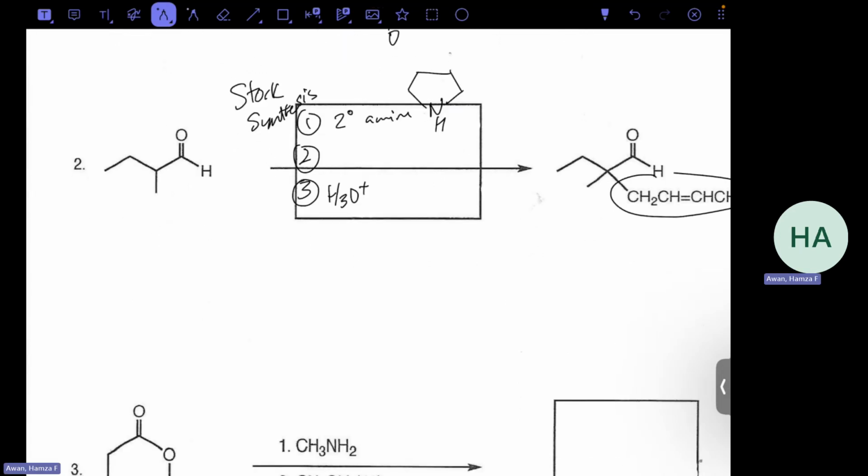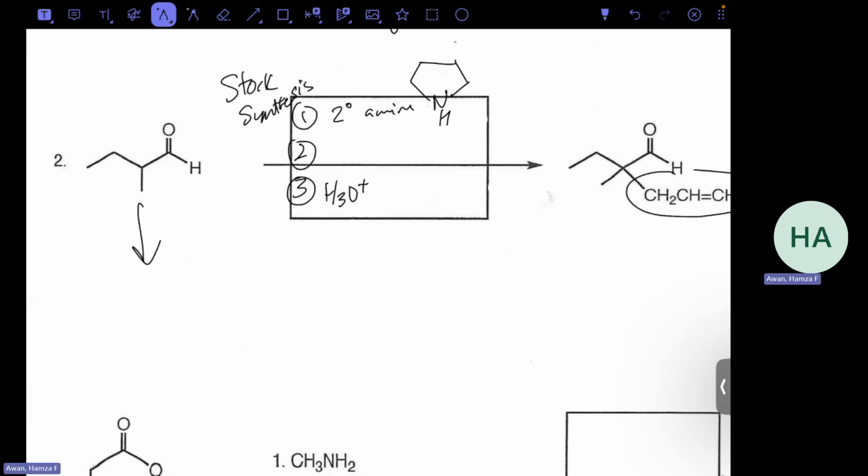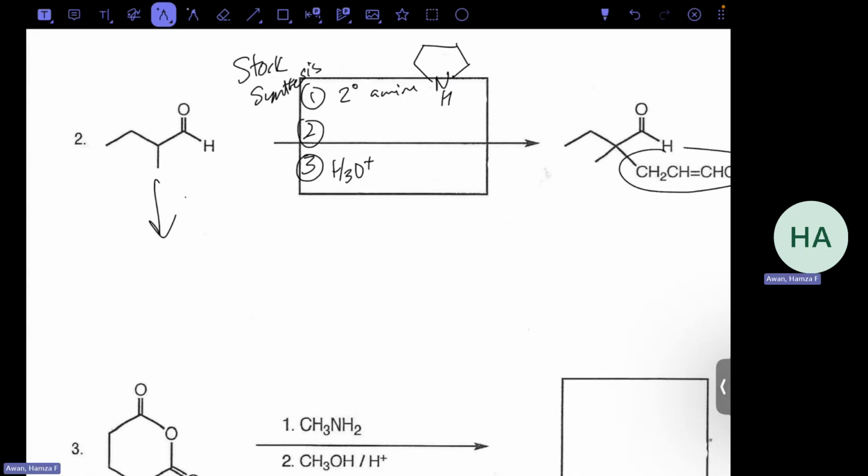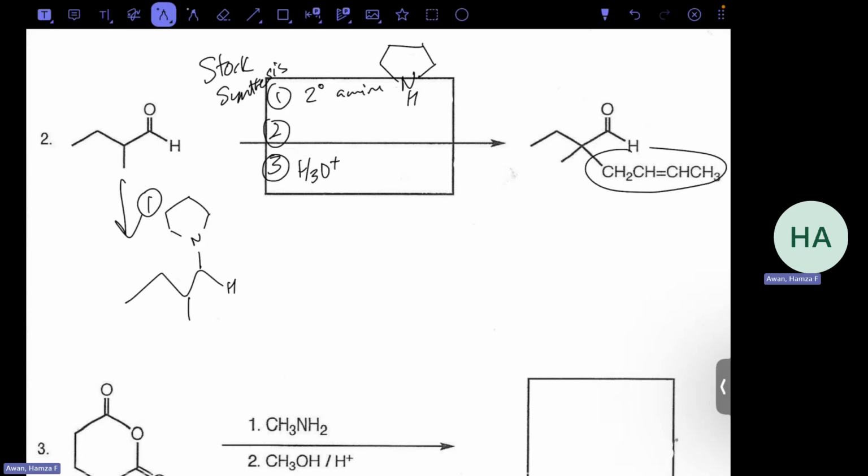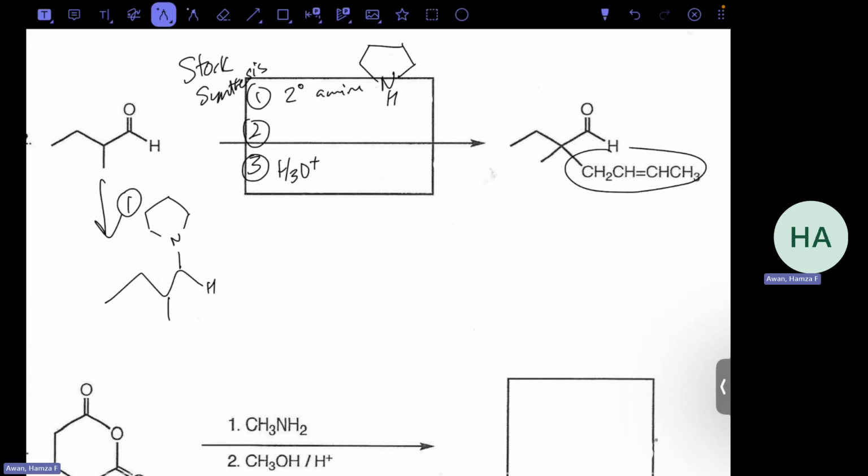So what this does, it's very similar to the geminal diol. So it acts as like a protecting agent, I guess. So this aldehyde comes, our nitrogen is attached to this, and now we have that. And so now our second step is we have to add this.